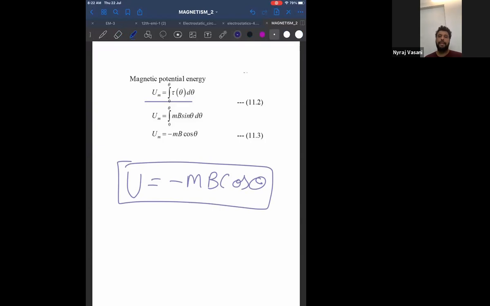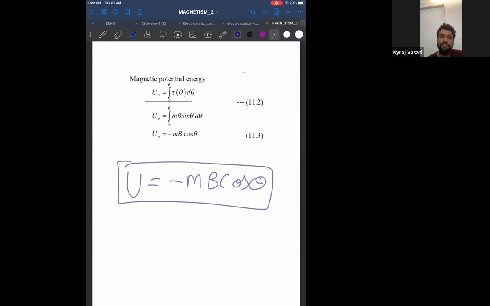Make a note. Write on the side heading magnetic potential energy. In that, write down the formula U is equal to minus MB cos theta.